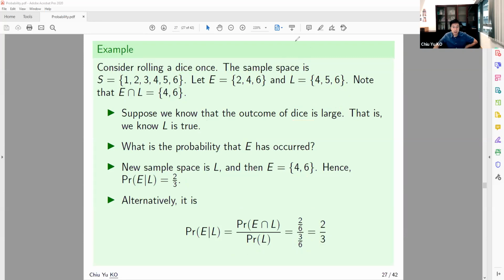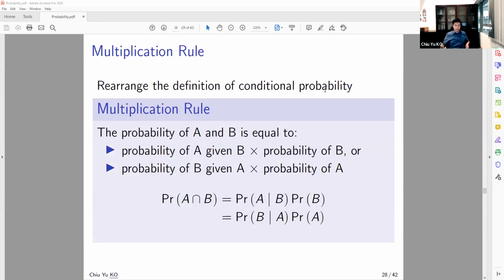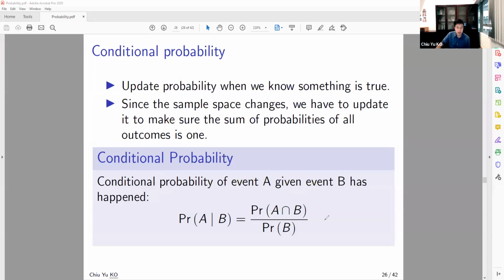Now the last one I want to cover today is, from the definition of conditional probability, we want to define the multiplication rule. What's this? It is actually coming from the previous slide. Let's go back to the previous definition. So we multiply both sides by probability B. Okay, then this cancels out. That means the intersection can be written as probability B times probability A given B.